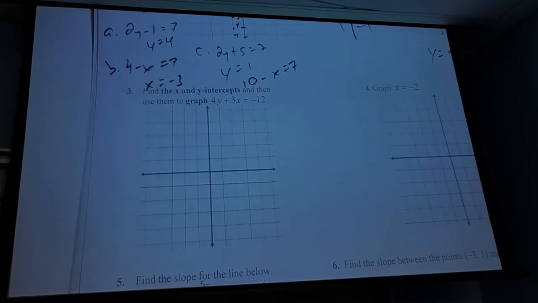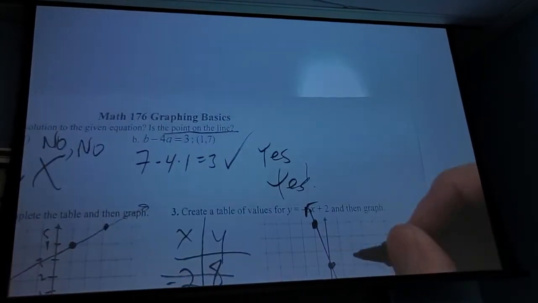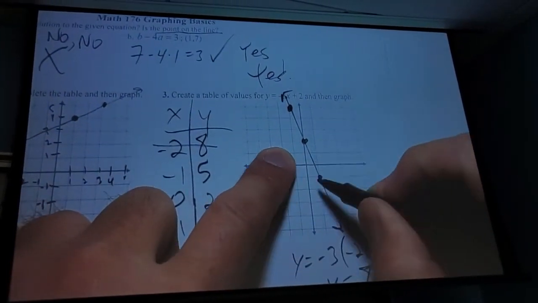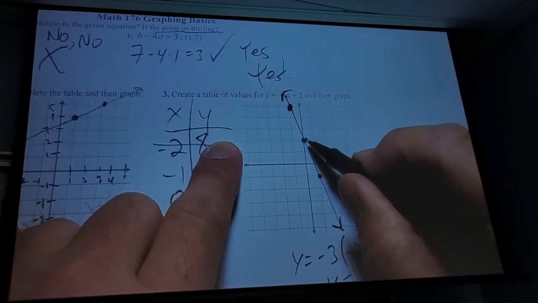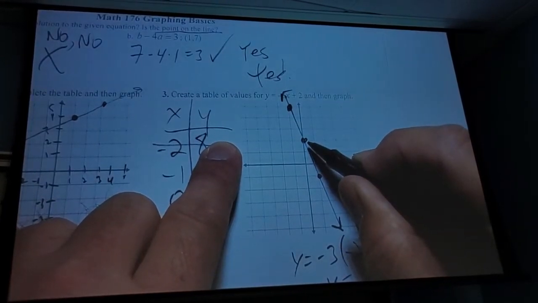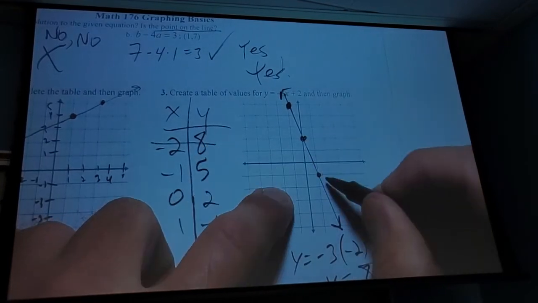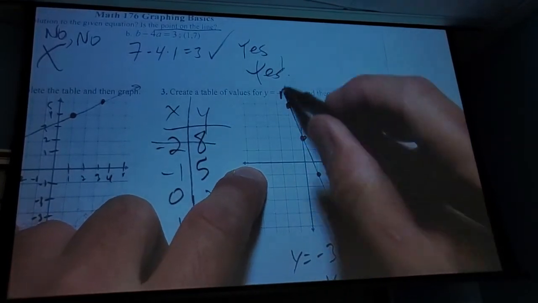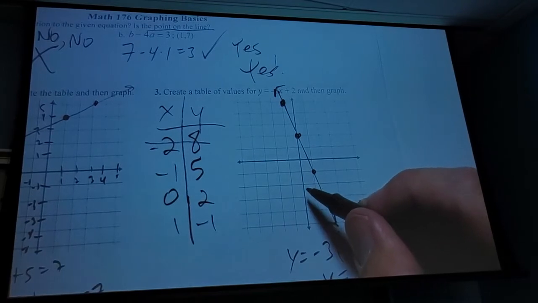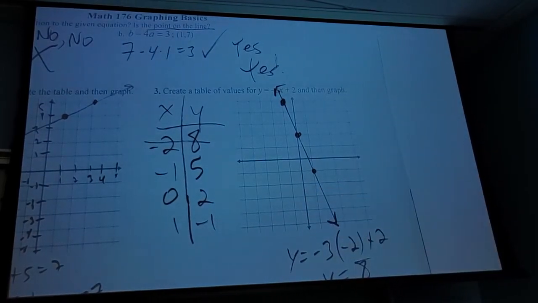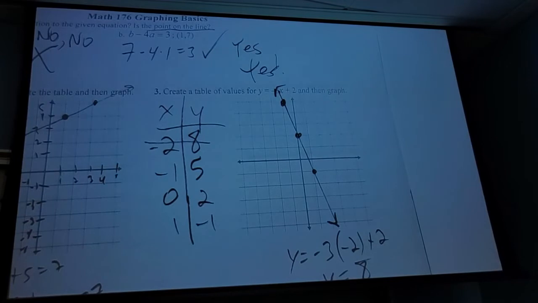If I'm going to hit the y-axis, what must x be at this point on the y-axis? If I'm on the y-axis, what must x be? 0. Because if x is 1, I'm not on the y. If x is -1, I'm not on the y-axis. So to get the y-intercept, you make x 0. To get the x-intercept, you make y 0. It's crazy.